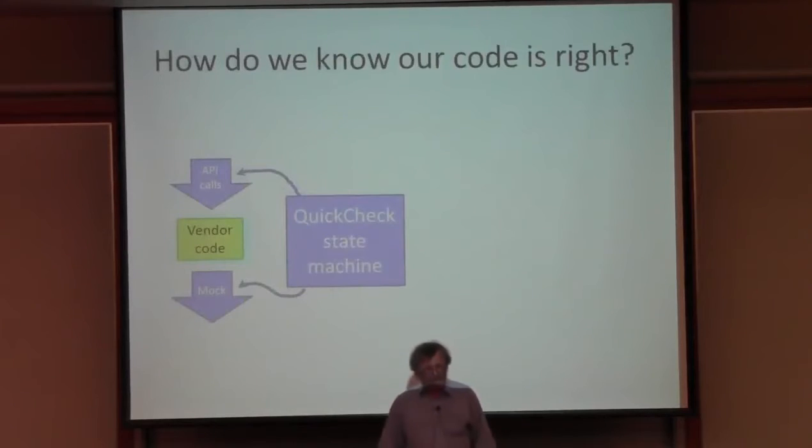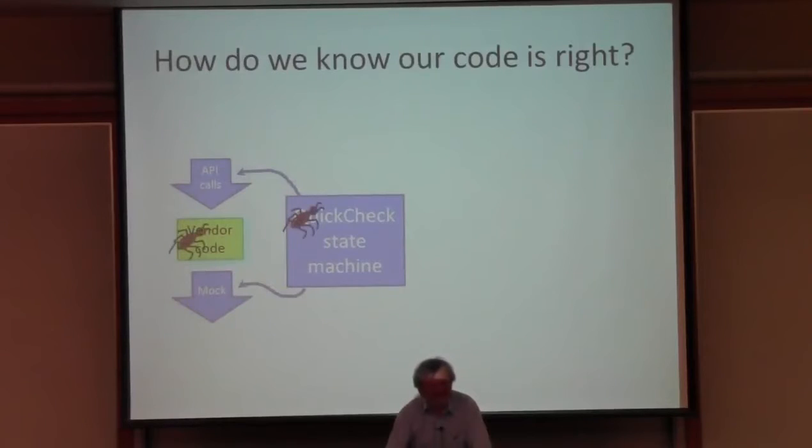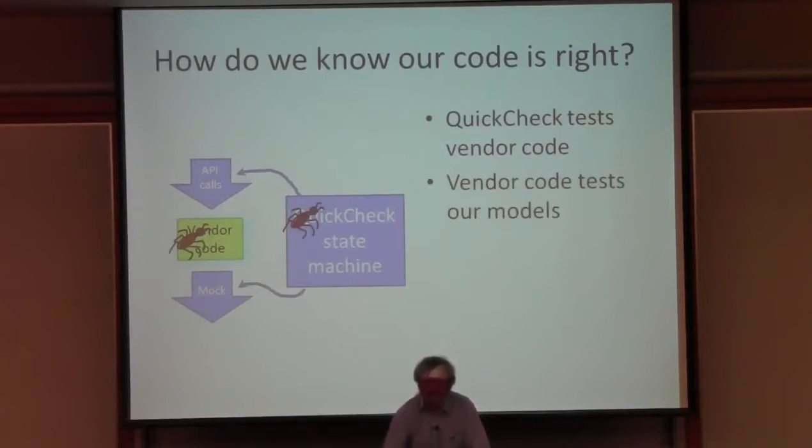Okay. How do we know that our specifications are right? We're writing, I said, 15,000, 16,000 lines of code. Of course, it's full of mistakes when we first write it. So when a test fails, what that tells us is there's a bug either in the vendor code or in our specification. And bugs in the specifications are very common. So we need to decide which is it. So you can see that QuickCheck tests the vendor code, but at the same time, the vendor code tests our models. And without that testing, it would be very hard to get our models right.